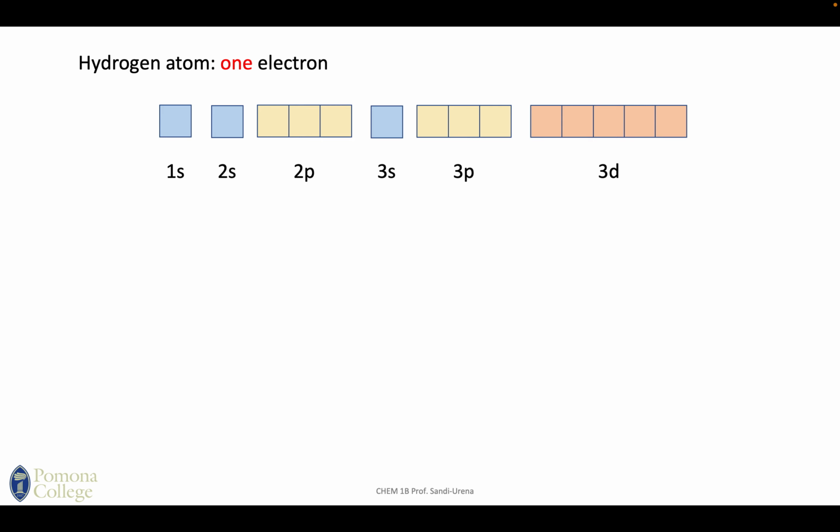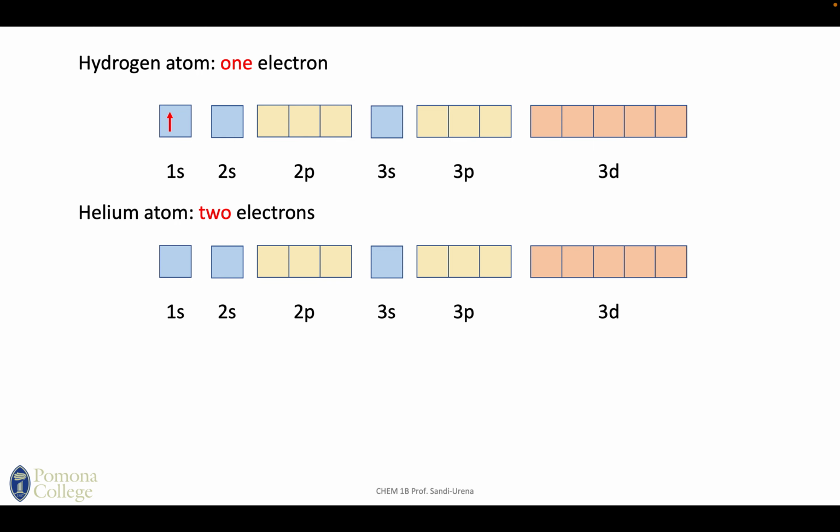So let's start populating the orbitals. We have our orbital diagram with some of the possible orbitals for hydrogen. Hydrogen has only 1 electron. Where would that electron go? It would go to the orbital with the lowest possible energy, the lowest orbital that is available. Because in the universe, chemical systems and physical systems tend to have the lowest possible energy.